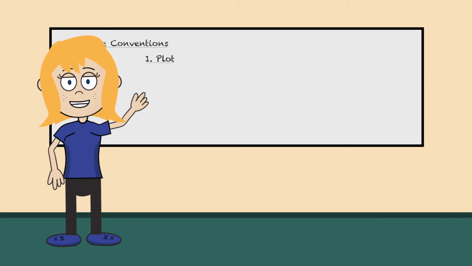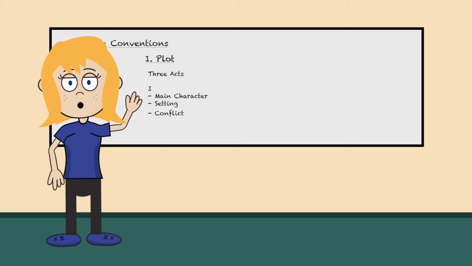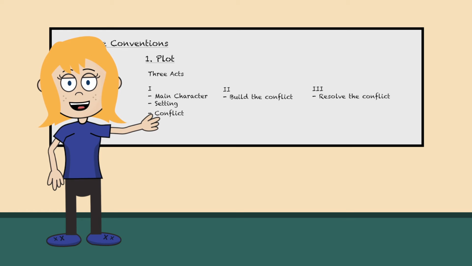Plot. Plot is the structure of a narrative text. Every good narrative seems to be following a three-act structure. In the first one, you introduce your main character's setting and conflict. In your second act, you build the problem further out. And in the third, the conflict will be resolved.